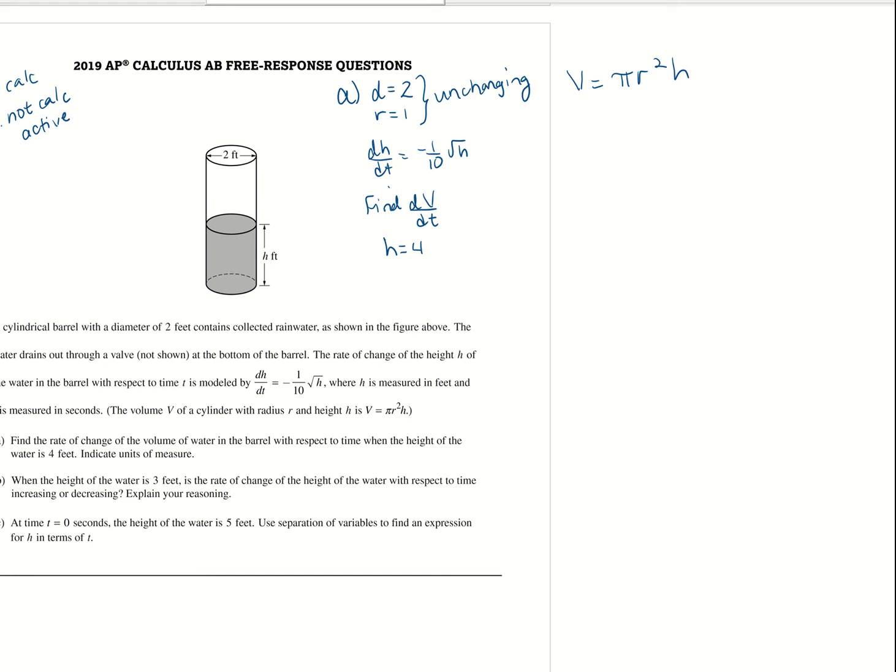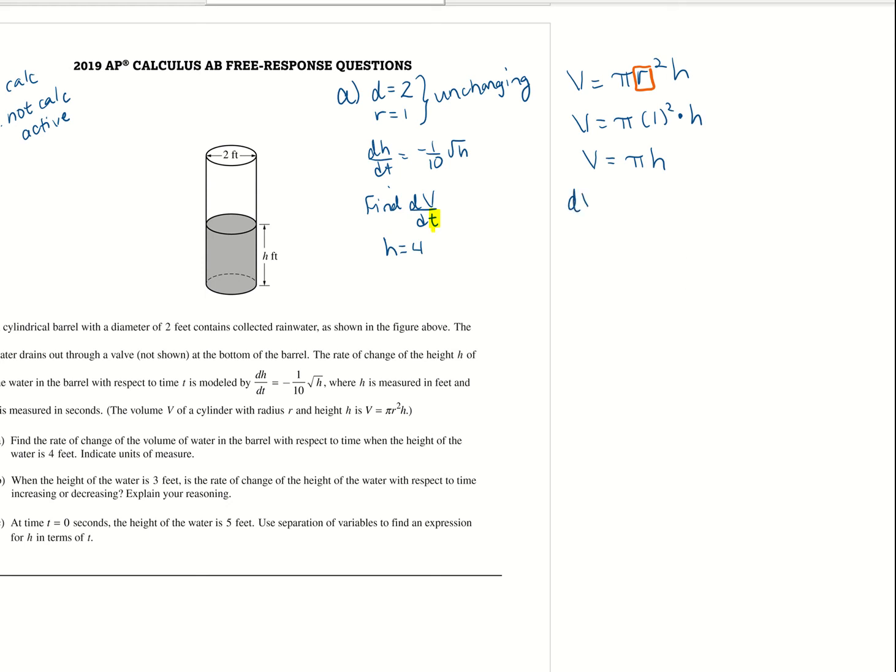Now I'm going to be finding the rate of change of this, so I'm going to be taking a derivative implicitly with respect to time. Notice time is not one of the variables in the equation. You might also want to notice that r, remember, is unchanging. So because r does not change, we actually can replace r with 1. You should only do this if a variable is truly unchanging throughout the entire context of the problem. And in this instance, it is. The diameter and thus the radius of the barrel will not ever change in this problem. So I am actually going to rewrite this volume formula as a more simple formula, pi times h.